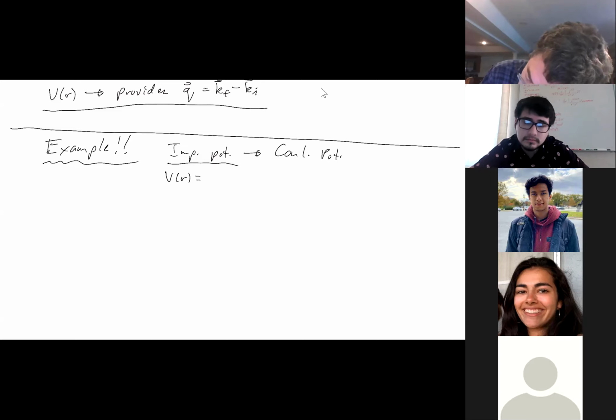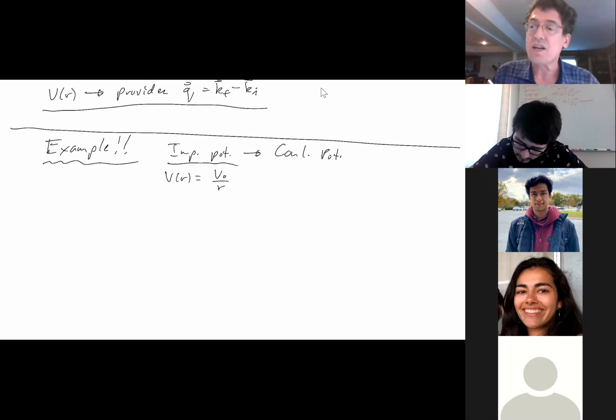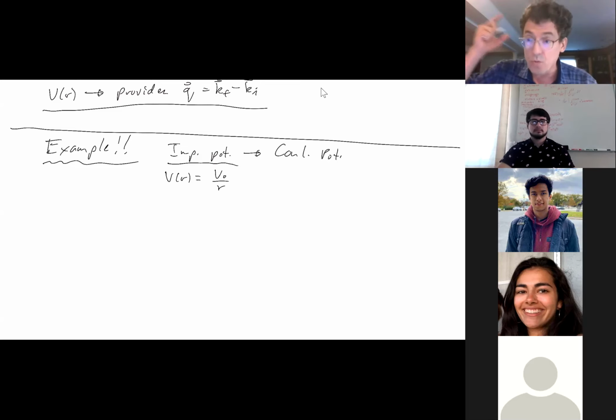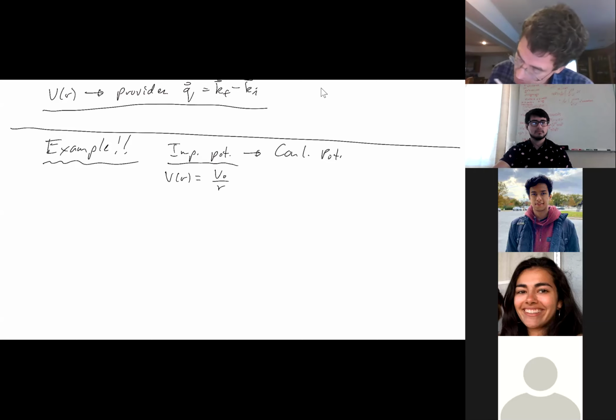I'm not going to worry about all the little constants. I'll just call it V naught over R. So that's a Coulomb potential, a 1 over R potential. Now, solving for the scattering off of a 1 over R potential turns out to be surprisingly difficult. So I'm not going to get into all those nuanced details. It's because it's just too long range. The math is really hard.